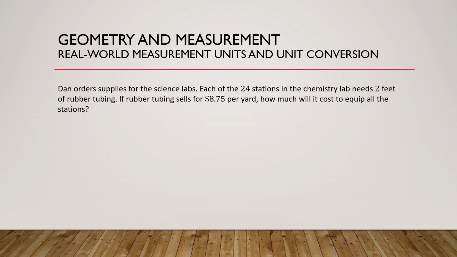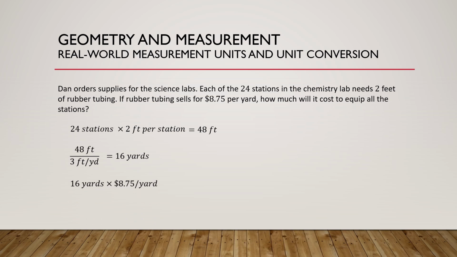First, we consider that for 24 stations, each needing 2 feet of hose per station means that we need a total of 48 feet of hose. Since the hose is priced per yard, we divide 48 feet by 3 feet per yard to get 16 yards of hose. Then, 16 yards of hose times $8.75 per yard equals $140.